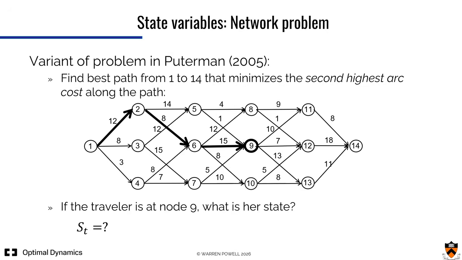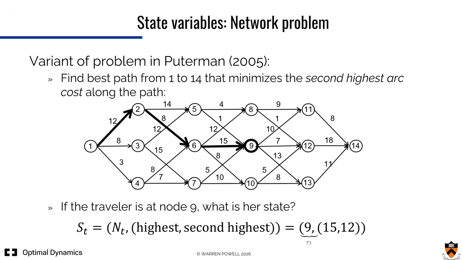Clearly, we still need node 9, but I also need to know the highest and the second highest costs on the path up to node 9. So if I look back, the highest is 15, the second highest is 12, third highest is 8. I don't need to know that, okay? Because as I step away from that, let's say I go from 9 to 13, well, the cost of that is also 13, which is higher than 12. 13 would become the new second highest, okay?